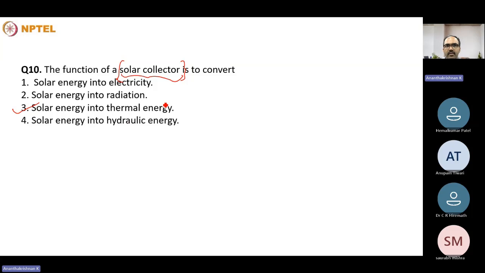Here, the heat will be transferred to a heat transfer fluid that, depending upon the application, can be liquid sodium or can be water in certain cases. So the answer is solar energy into thermal energy.